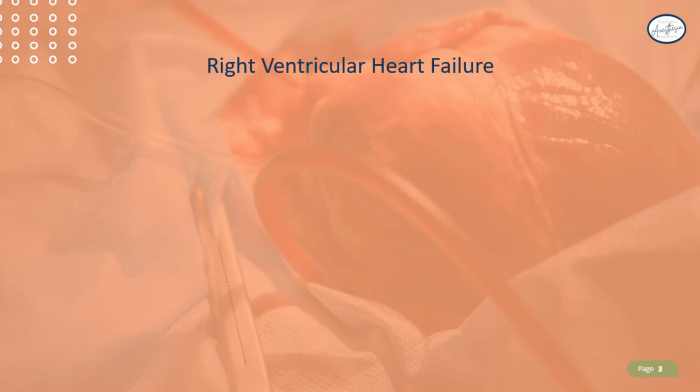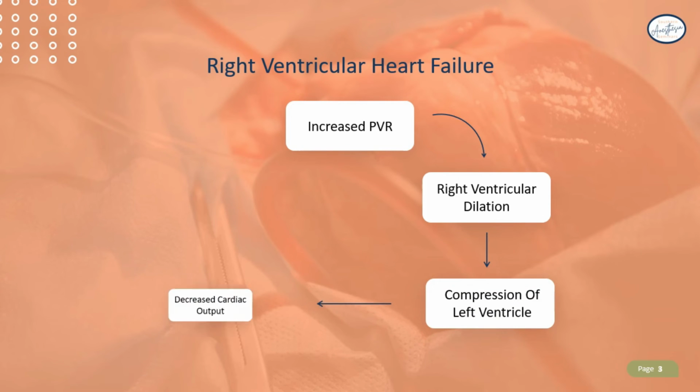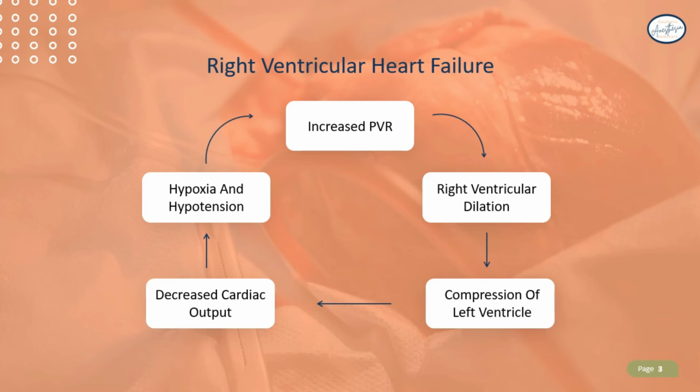As we talked about in the previous slide, right ventricular heart failure creates a vicious cycle. It begins with increased pulmonary vascular resistance, which we know occurs as a result of an amniotic fluid embolus. You get your right ventricular dilation, which causes compression of the left ventricle, resulting in a decrease in cardiac output. And this causes hypoxia and hypotension. And we know that hypoxia and hypotension are both potent stimuli for pulmonary vasoconstriction. And so again, you're creating that vicious cycle, which is very difficult to break.